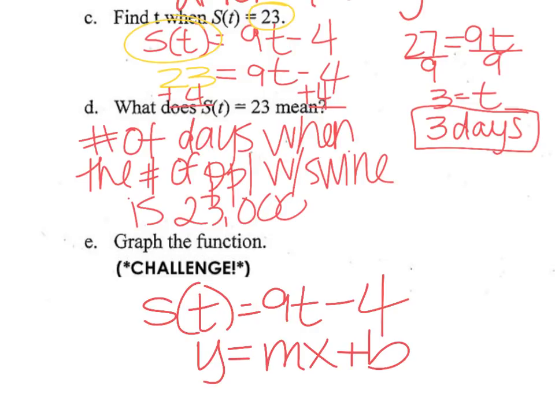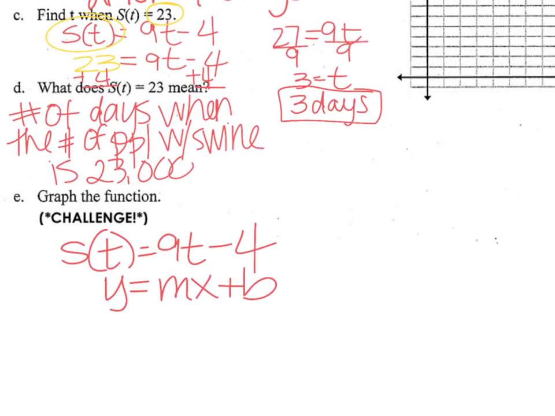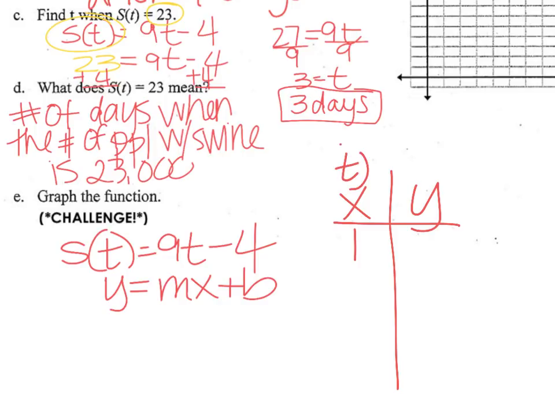If you can't remember how to do that, then when in doubt, if you're trying to graph a function, make an XY table. So that's how we're going to graph it together right now, using an XY table. So we want to graph the function when x is 1. If we were to plug 1 in for x, or in this case, T is our x, right? And S of T is our y. So if we were to plug 1 in for T, 1 times 9 is 9, minus 4 gives us 5.